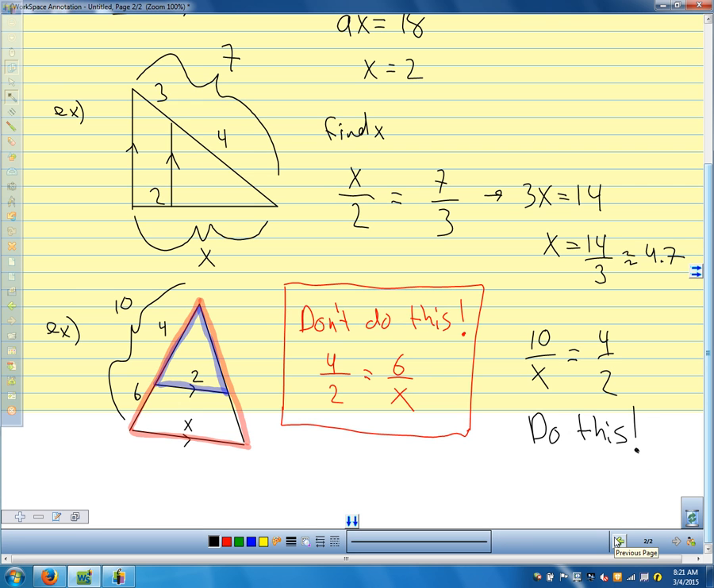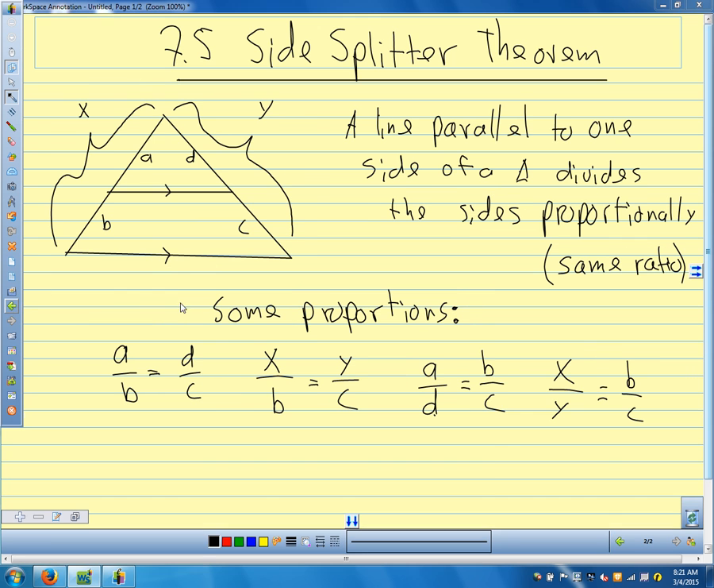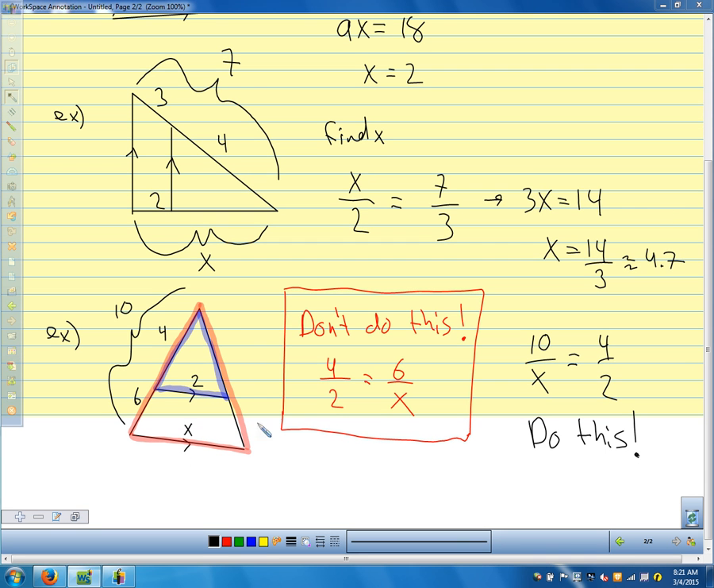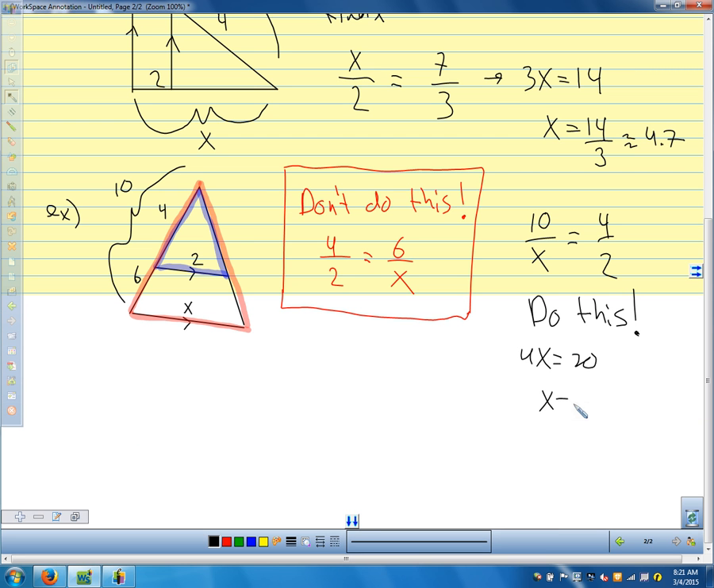And the reason we had to be careful here is because the sides that we were given were the bases of the triangle. If we go back here, for our side splitter theorem, all the ratios we set up here had to do with the sides of these triangles, not the bases. This one, because it had to do with the bases of these two triangles, we had to set it up this way. So we would say cross multiply 4x equals 20, divide by 4, so x equals 5. So that one's a little trickier.